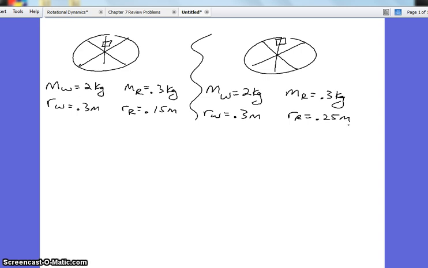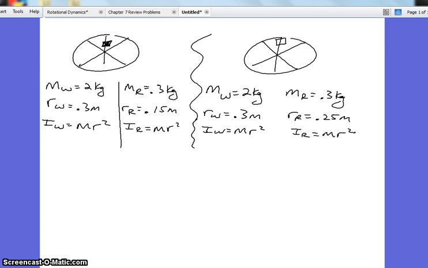Now, for each object, we are going to calculate its moment of inertia, both before and after. So we have to look up the equations for the moment of inertia of a hoop, which the tire is, so that is mr squared. And for a point mass, a single dot going in a circle, revolving around a central point, that is also mr squared. And so we make those calculations.